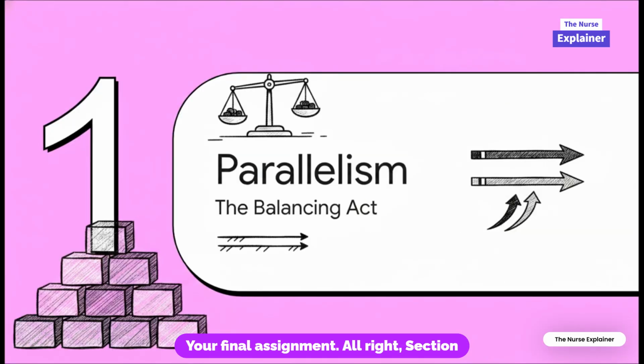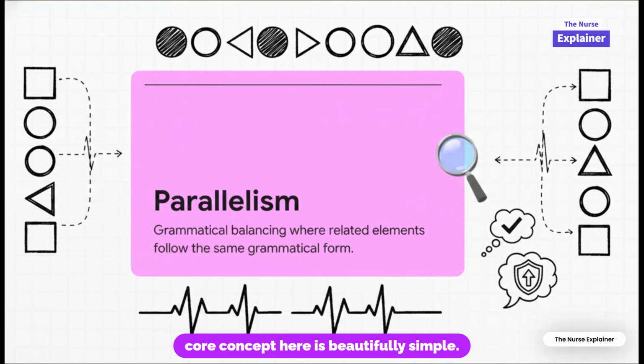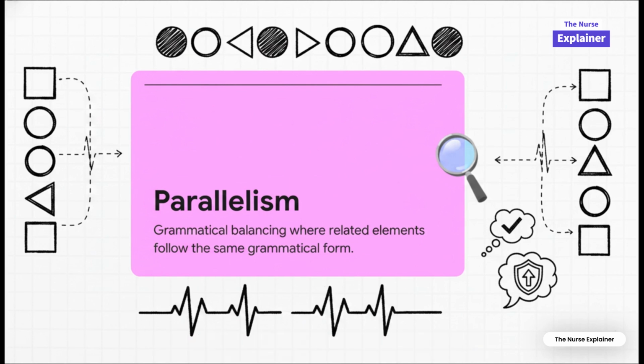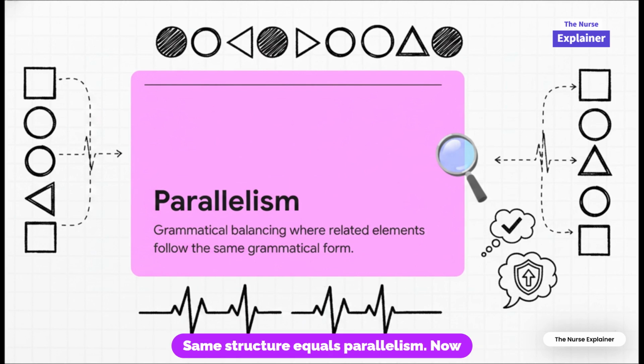All right, Section 1, Parallelism, the balancing act. So the core concept here is beautifully simple. Parallelism, or parallel structure, is basically just an act of grammatical balancing. Related elements in your sentences, they have to follow the exact same grammatical form. Nouns match nouns, verbs match verbs, phrases match phrases. Same structure equals parallelism. Now, you might be wondering, why does this even matter?